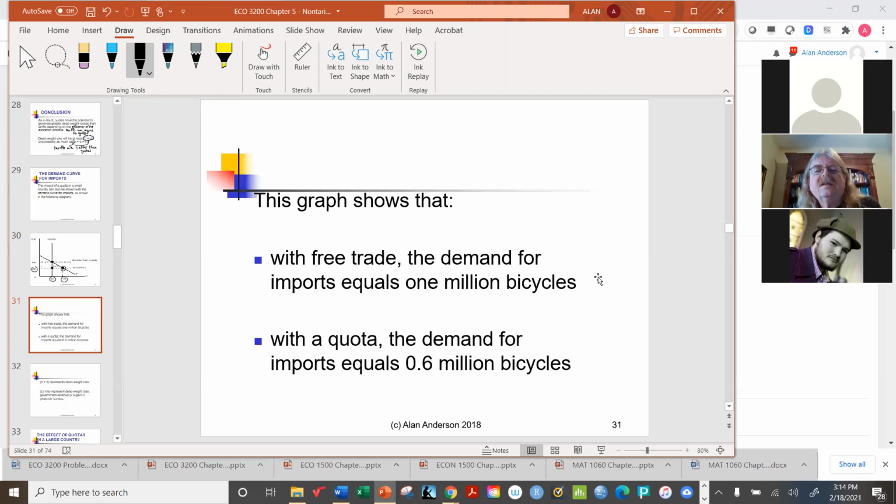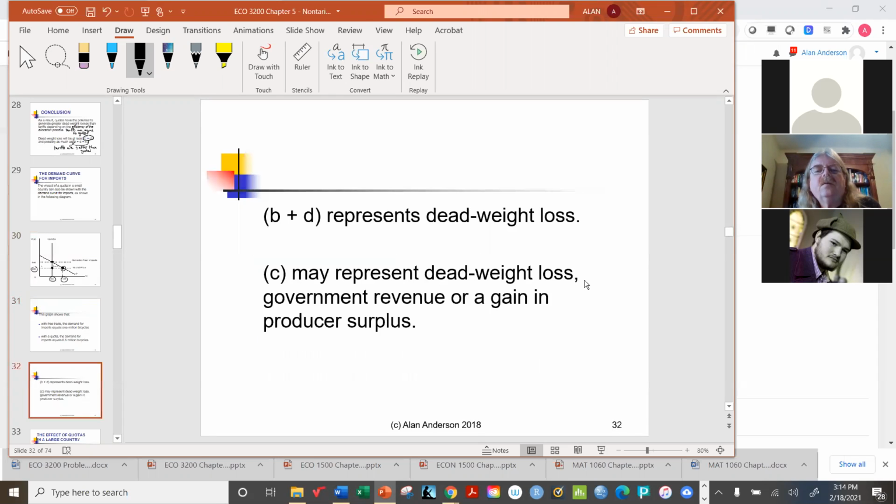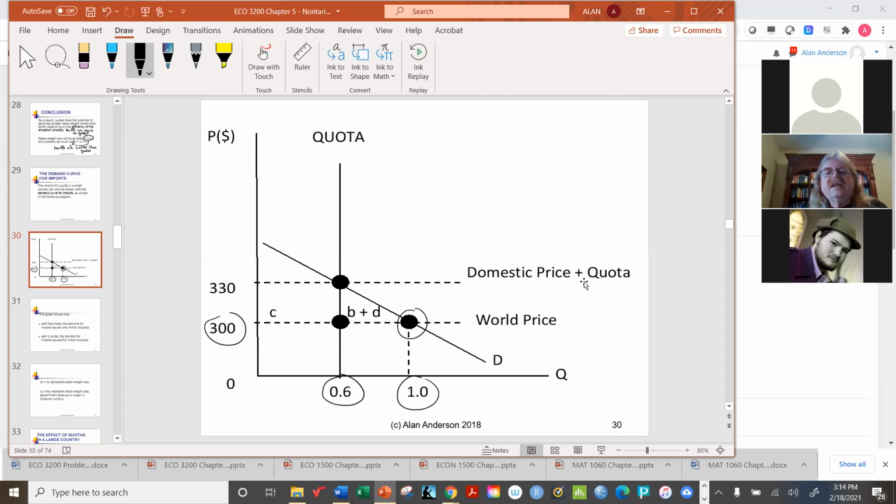And that drives the price up to $330. So in this graph, we say that region B plus D is guaranteed to be deadweight loss because it represents the fact that we're required to pay $330 each for only 0.6 million bicycles instead of $300 for 1 million.